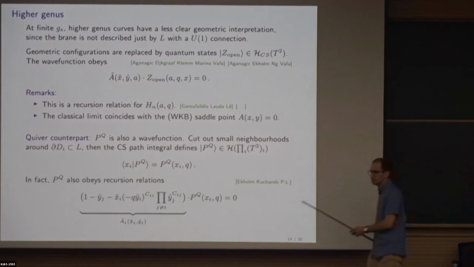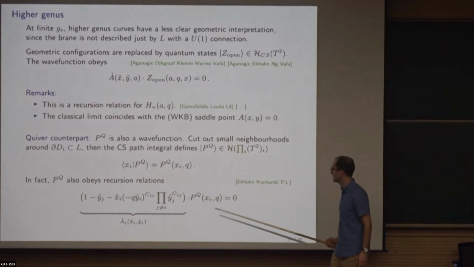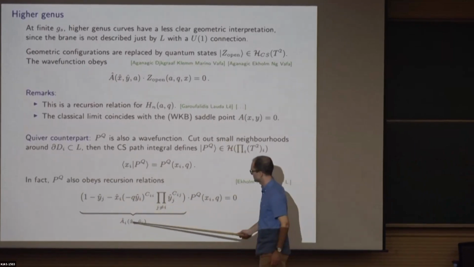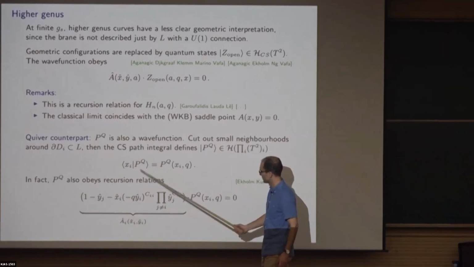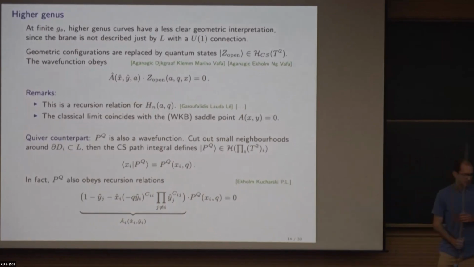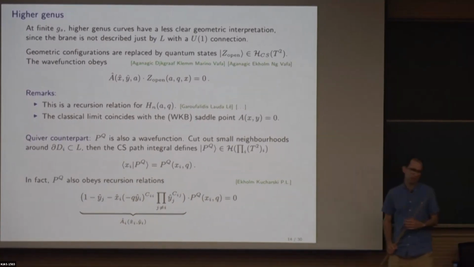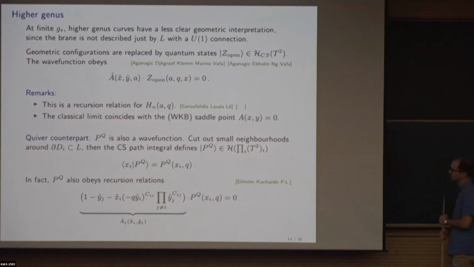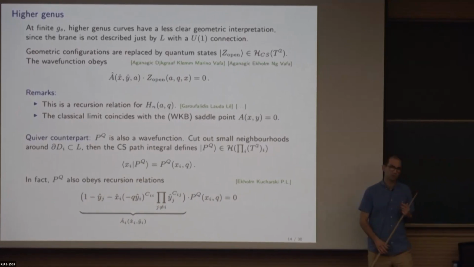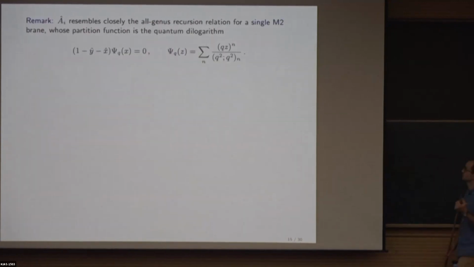And in fact, this wave function also obeys recursion relations like this one, which are nothing but quantizations of the polynomial constraints that we had before, with appropriate powers of q. And this is a fully general statement. So whenever you have a quiver, it's always true that the partition function is annihilated by these equations. This is something that comes out very naturally if you think about quivers from the viewpoint of string theory. It's just Chern-Simons theory, really.